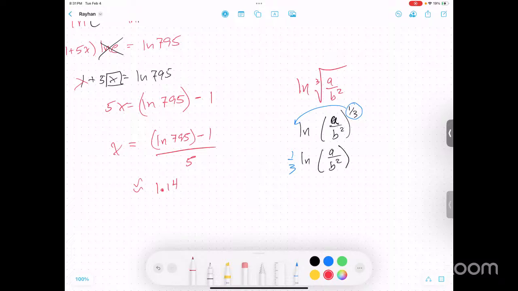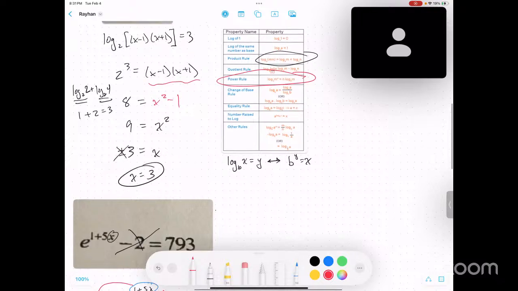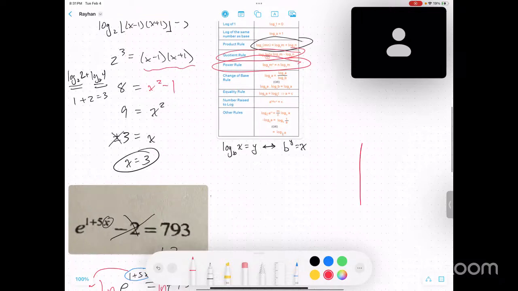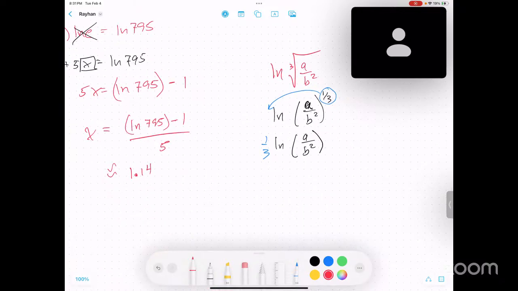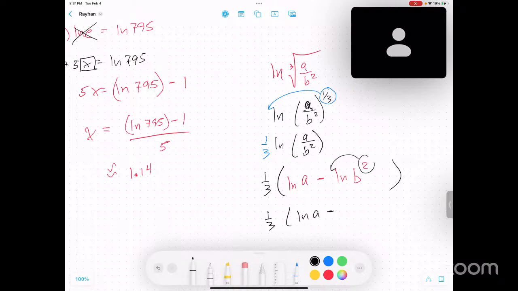And then I'm going to use that one rule that I talked about earlier. This time it's the division rule. So the property is this one right here, the quotient rule. The quotient rule says that I can split this up. So I'm going to leave that 1/3 out front with parentheses around it. And now I'm going to break up that ln of a minus ln of b squared. Get how I did that? Yeah. Now I'm going to take this 2 and use the power rule again and bring it down front. So I have 1/3 times ln of a minus 2 ln of b.